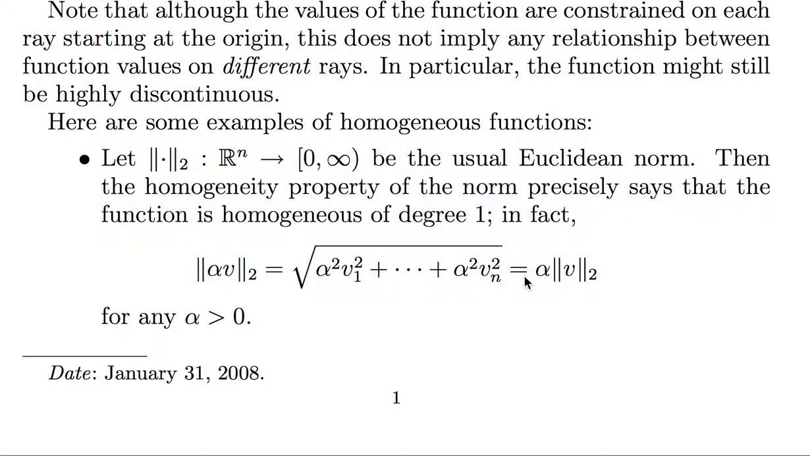Let the two norm, from R^n to 0 to infinity, not including infinity, be the usual Euclidean norm. Then the homogeneity property of the norm precisely says that the function is homogeneous of degree 1. In fact, the norm of alpha v is the square root of alpha squared v1 squared plus alpha squared vn squared, which is the same as alpha times the norm of v, for any alpha greater than or equal to 0.